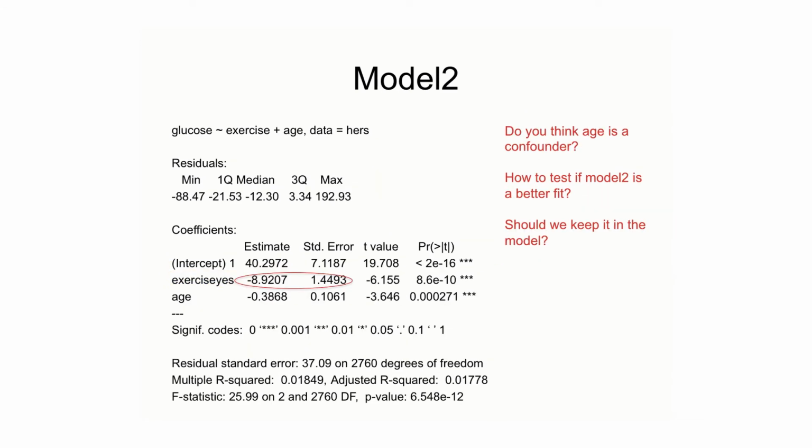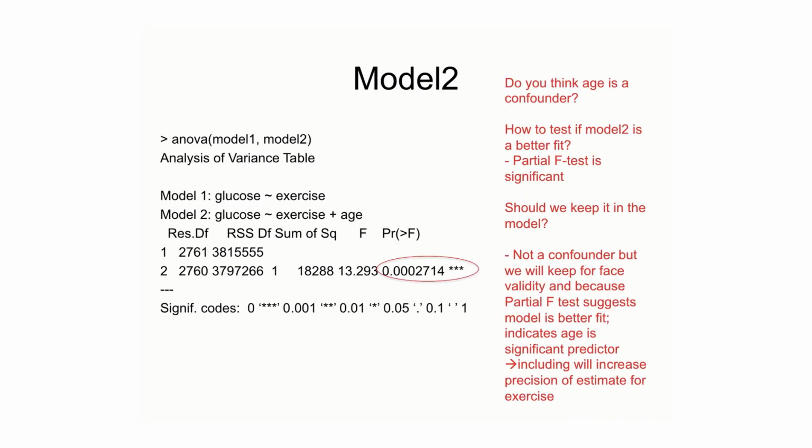Now let's try adding age to our model. Do you think age is a confounder? Based on our output, it doesn't look like it. The exercise slope doesn't change much. The standard error does decrease slightly, suggesting that age might be another predictor. But it doesn't decrease by that much. So how can we test if the model is a better fit by adding age? We can either conduct a partial F-test or examine the difference in AIC or BIC between the models. But here we'll conduct the partial F-test.